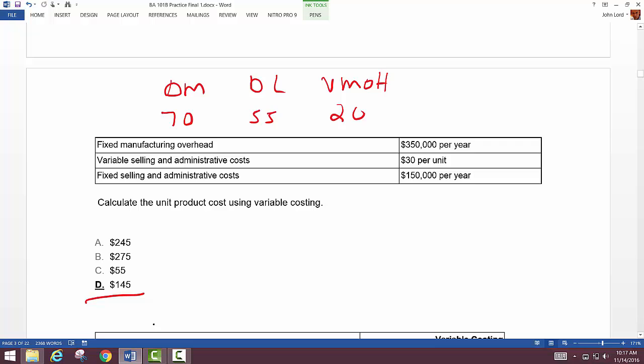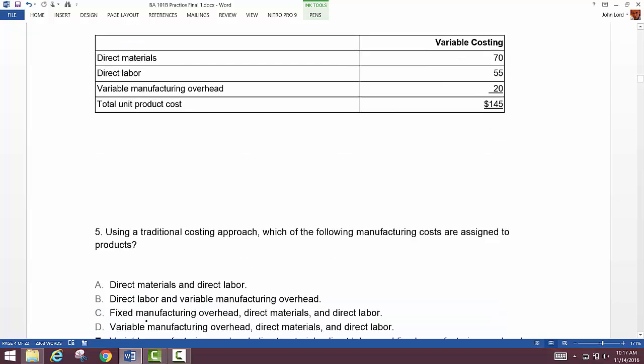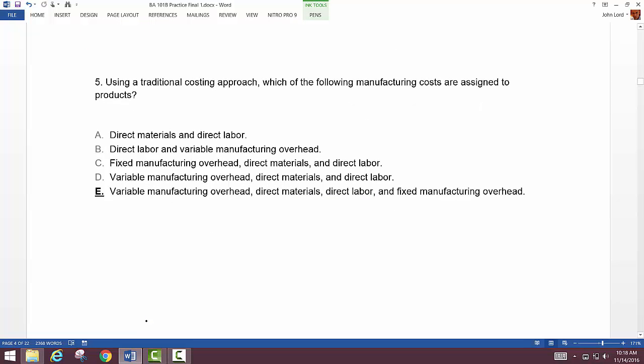Okay, good. Let's go over then and take a look at the table there giving you the solution. Let's take a look at a couple more of these. Using a traditional costing approach, which of the following manufacturing costs are assigned to products?